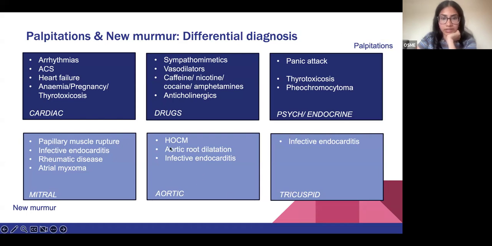For aortic, a lot of these we've discussed already. Aortic root dilatation can happen in certain infections, so ask for other infective symptoms. Yeah, I think that's it. We've talked about IV drug users and infective endocarditis in the tricuspid valve.